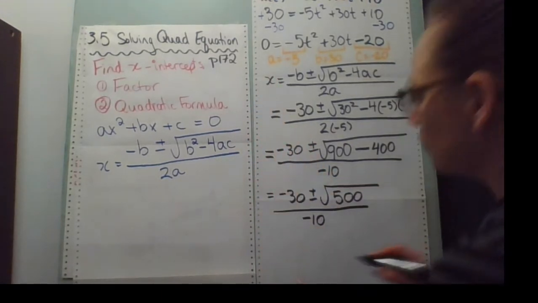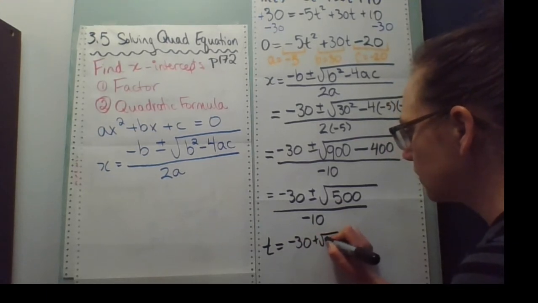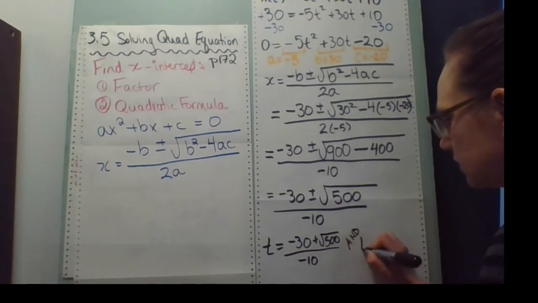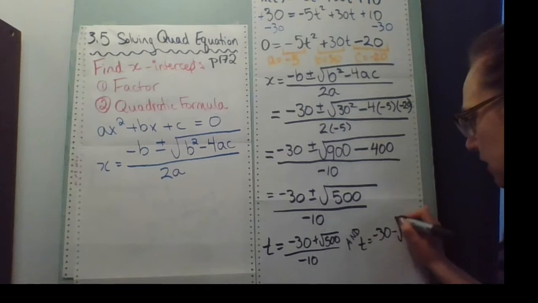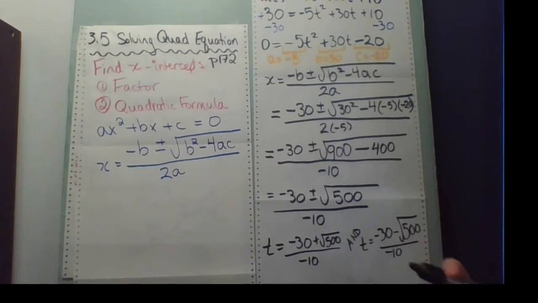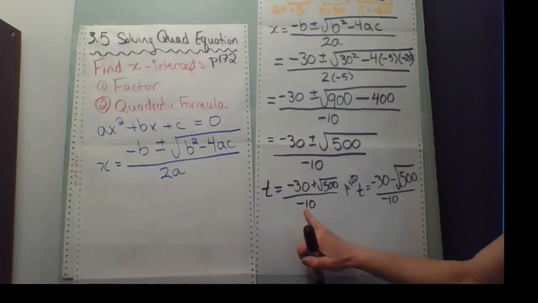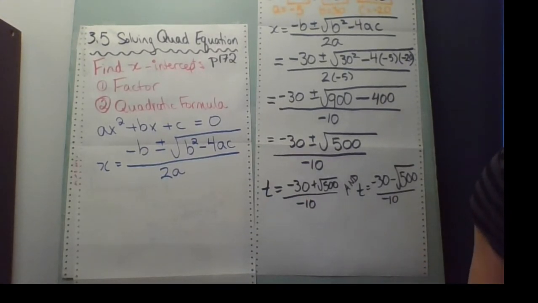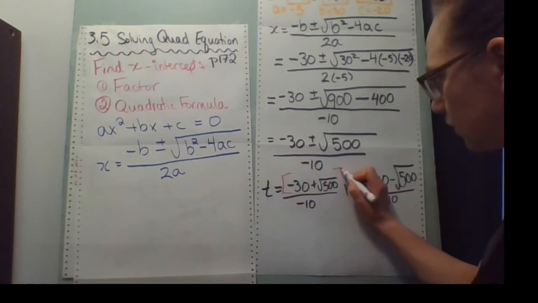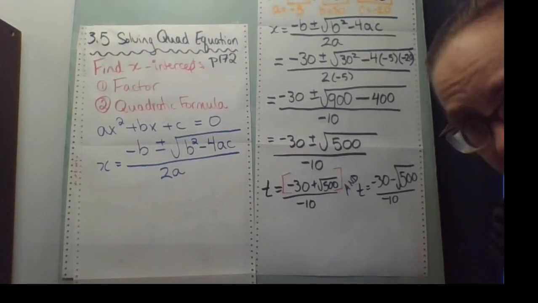So let's see. We now know that our time is going to be equal to negative 30 plus root 500, all divided by negative 10. And time is equal to negative 30 minus root 500, all divided by negative 10. When you throw it into your calculators, be very cautious about your signs. And I highly recommend you either hit enter or equals after your numerator, or put your entire numerator into brackets. Otherwise, you will not get the right answer because your calculator will not type it in right.